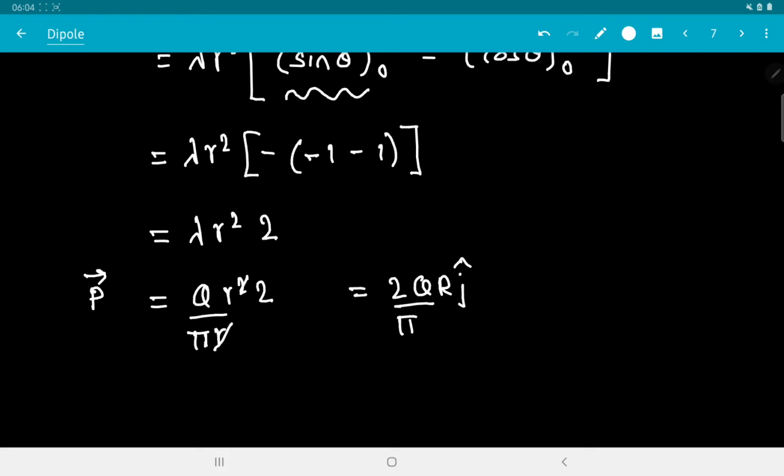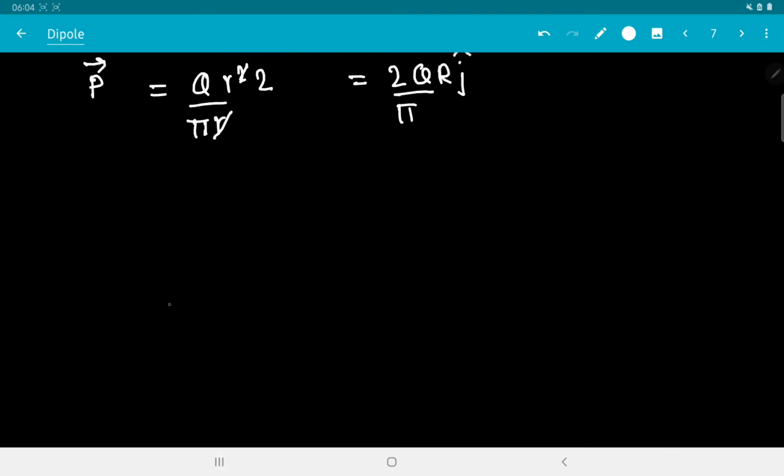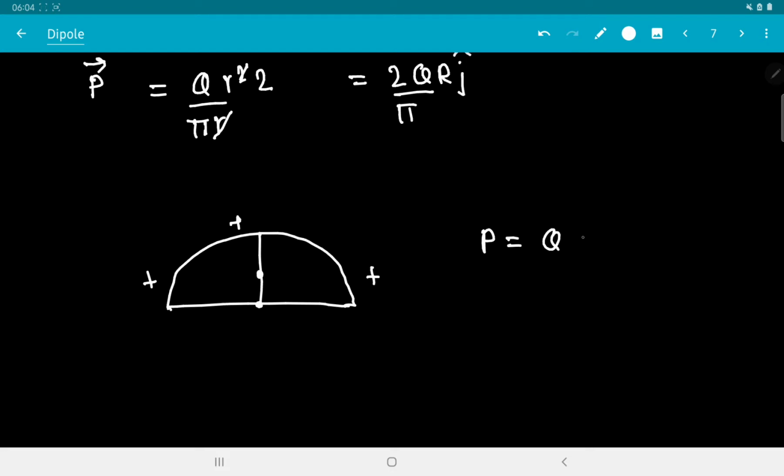The same answer can also be obtained by applying the center of mass concept. If you consider this semicircle with positive charge distribution, see, when we make this a semicircle, the origin will shift somewhere here. That means we can find the position of this center of mass. It will have shifted this much. If we know directly the value of center of mass, it will be the same.